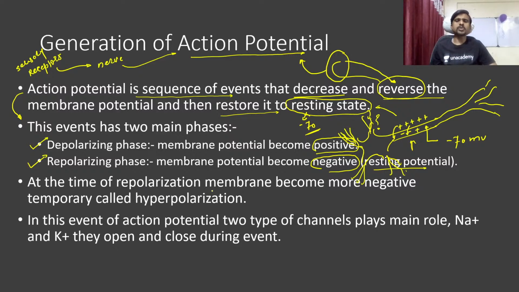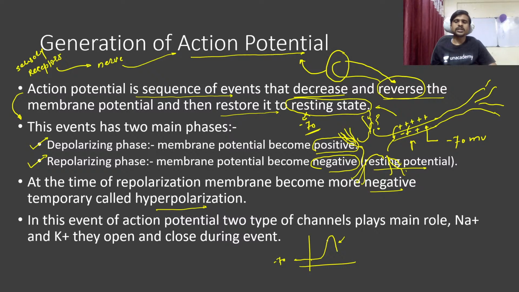At the time of repolarization, the membrane becomes more negative, and this is temporarily called hyperpolarization. Okay, so for example, this is the graph of your membrane. This is your resting potential. So this is the action potential. When this action potential starts repolarizing, meaning coming to its resting potential, this is your resting potential, minus 70.